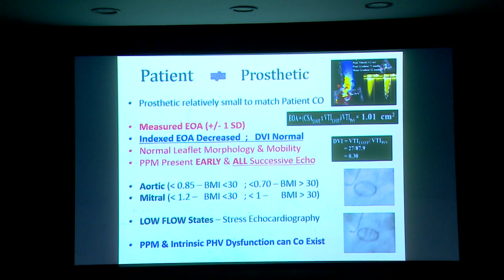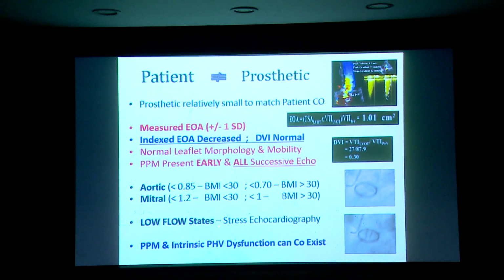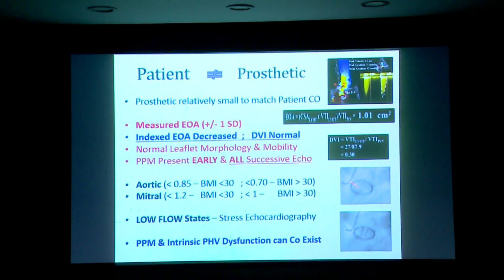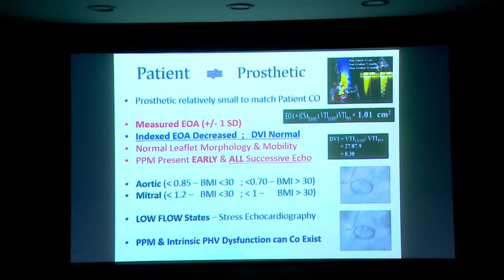If the gradient is high, the DVI is normal, and the leaflets are abnormal, then we favor that there is patient prosthesis mismatch plus valve dysfunction. In a low flow state, we might not get high gradients, so in that case we have to do stress echocardiography. Again, the indexed EOA will be on a slightly lower side for patient prosthesis mismatch, but the DVI will still be normal. On the other hand, if there is an intrinsic defect, the DVI will be much more reduced than the reference values.